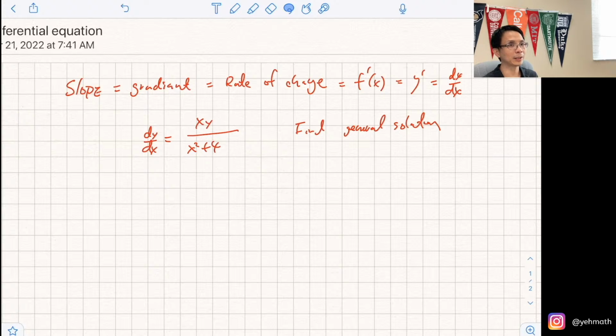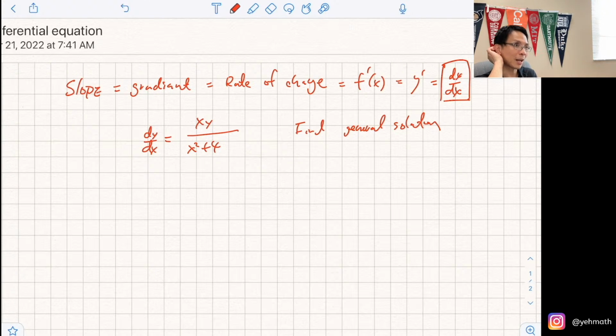You also need to recognize rate of change. Rate of change can also mean slope. It's equal to f prime of x. That's another common one, which is the derivative of a function, or y prime. Y prime means exactly the same thing, and they're all equal to the last thing, which is called dy dx.